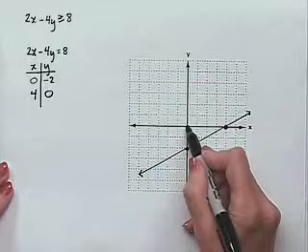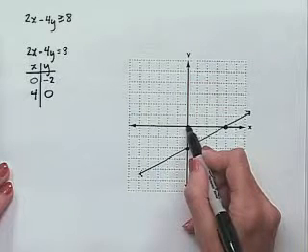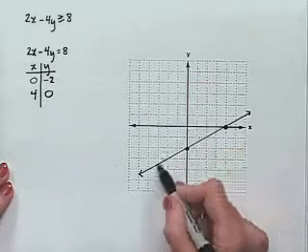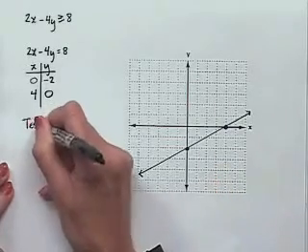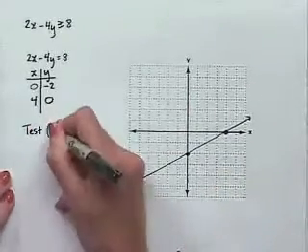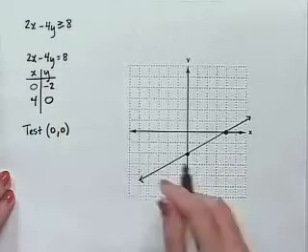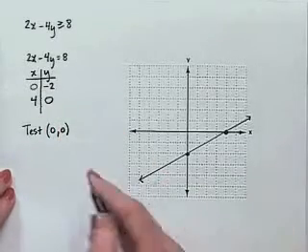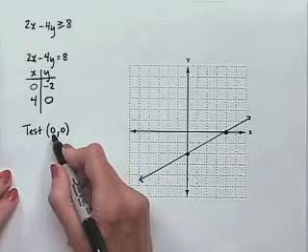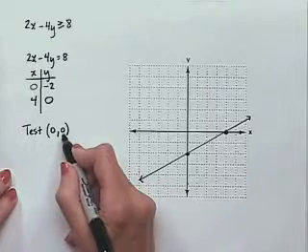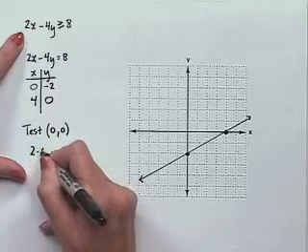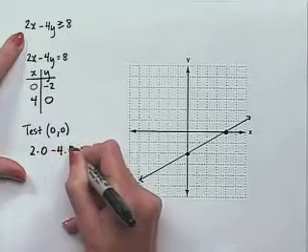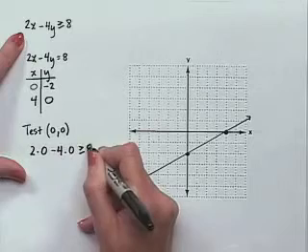The origin is always a nice point to choose. It's pretty obvious where it's located. As long as the origin is not on the line, we can use it. So we're going to test the origin, which has coordinates 0, 0. To do that, we take our value for x and make it 0, and our value for y and make it 0 in the original inequality. So we'll have 2 times 0 minus 4 times 0 greater than or equal to 8.